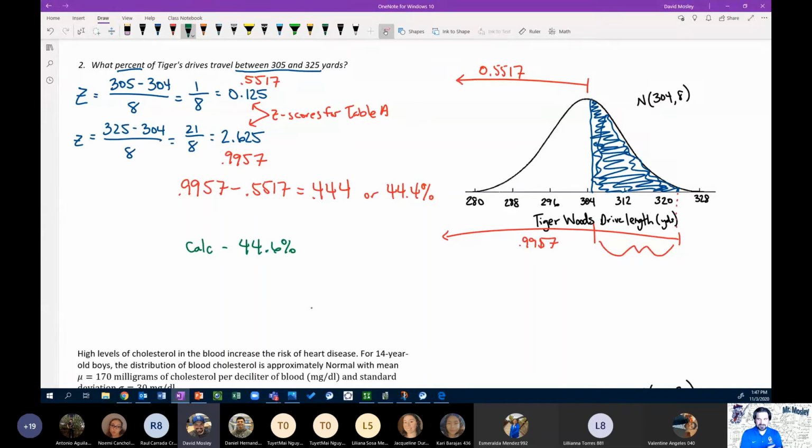I'm hoping this is making it a little bit more clear on how to use table A and how to use standardized scores. That's my hope.